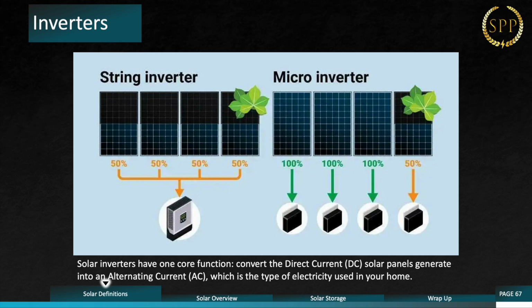Now, solar inverters have one core function. It's to convert the direct current, or DC, solar panels generate into alternating current, AC, which is the type of electricity used inside of your home. Now, I want you guys to notice what's happening with the leaf. That's going to cause some shading. We'll talk more about that here in a minute, but keep this picture in mind when we come back.